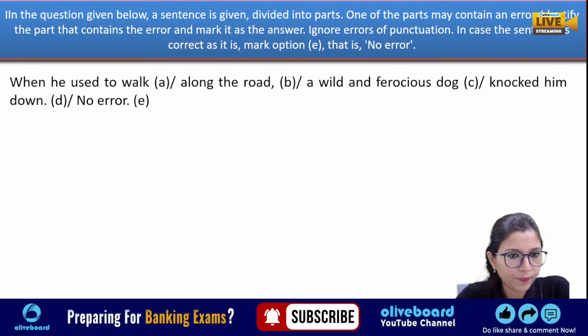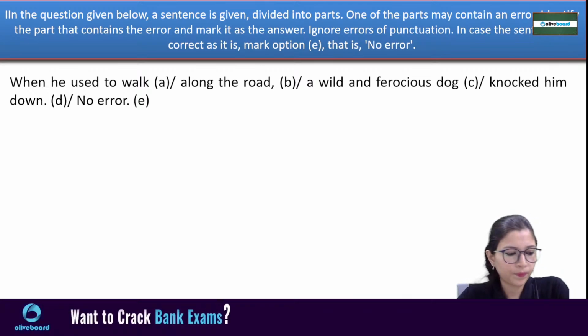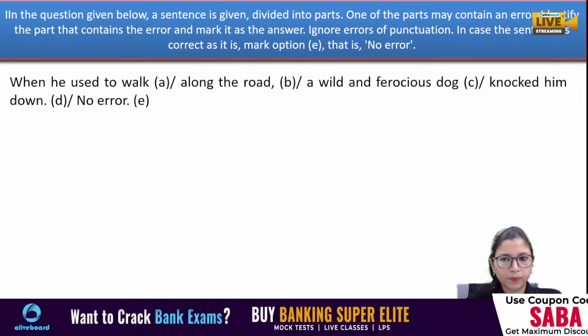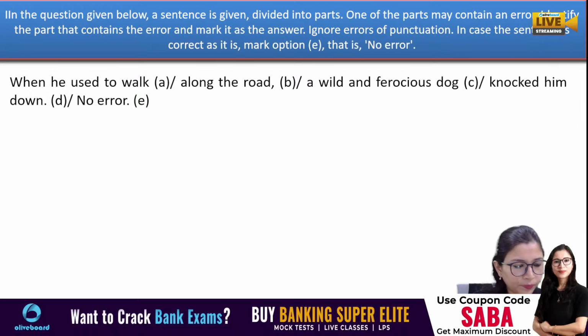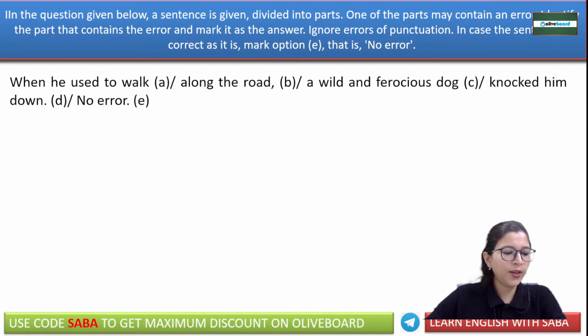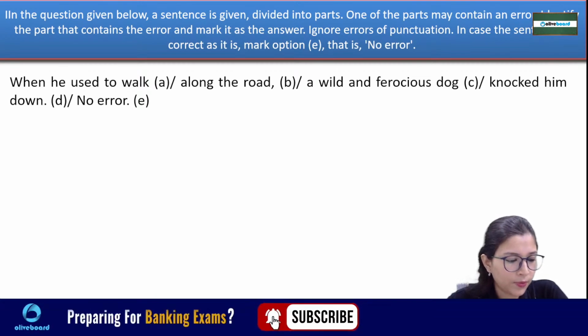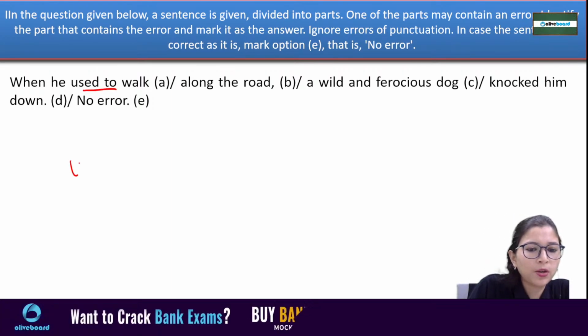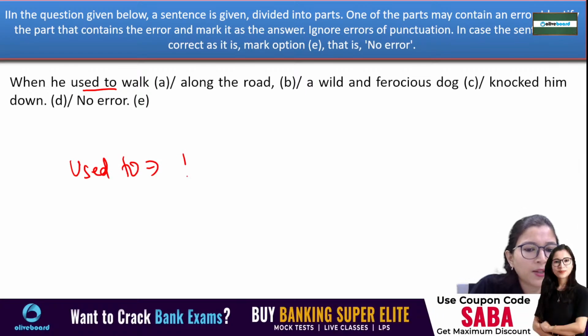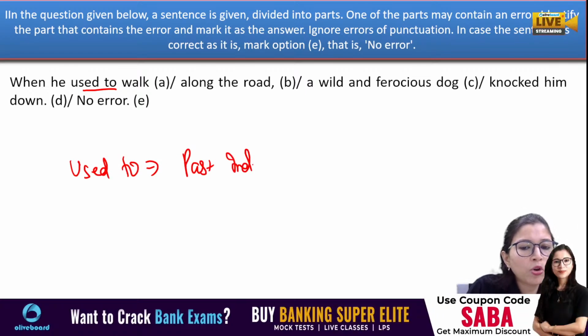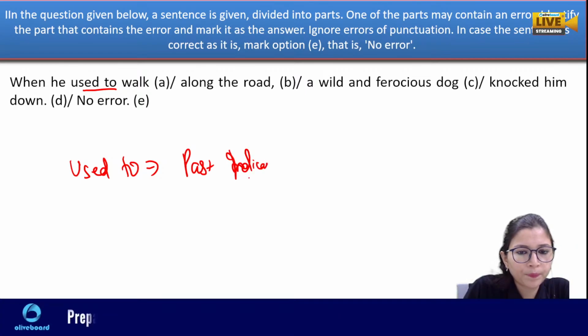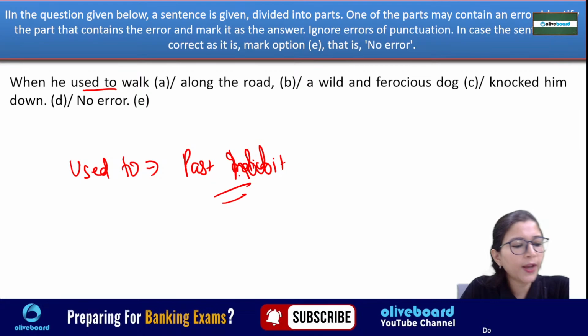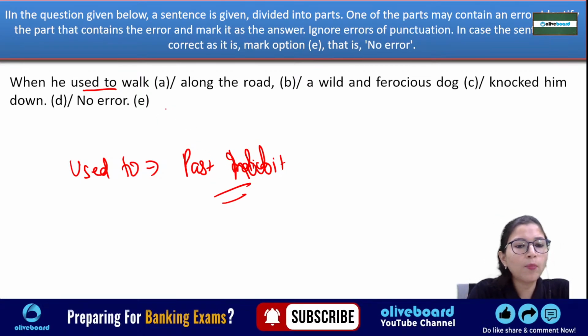We want the correction. What will be the correction in A part? Exact correction I want. Because I know most of you will say, was walking. See, used to shows past habit. Basically, we use used to to indicate past habit. So here we are not talking about past habit.